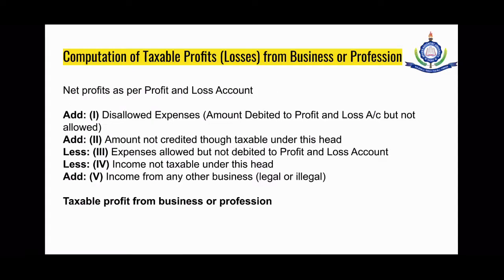The last item is, and you could see I put a summary here, the 4 items that we have discussed, and the last or the 5th item is any income from any other business, whether legal or illegal. So here you would first have to write down the net profit that you find in the profit and loss account, and then add and subtract the following items that we have discussed, and then we would receive or deduce the taxable profit from business or profession.